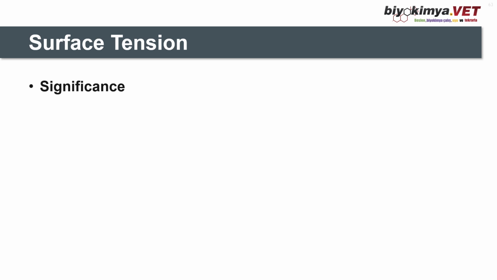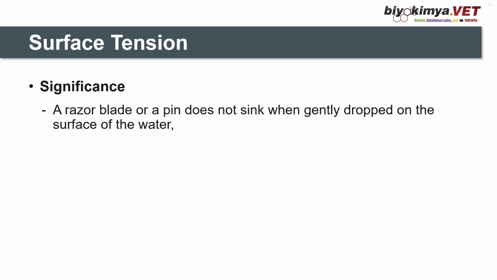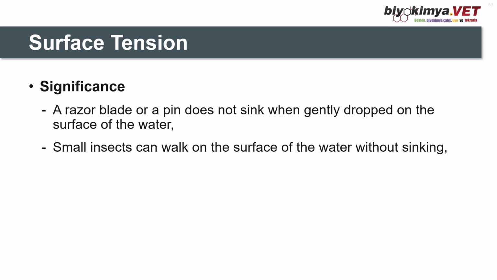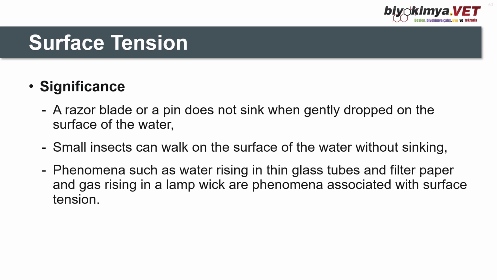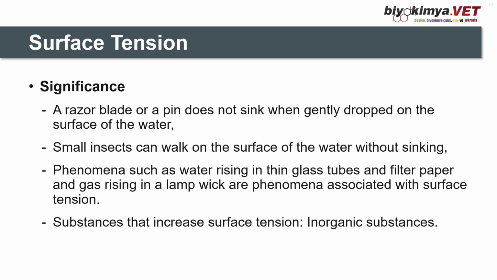What is the significance of surface tension? Let me explain the significance of surface tension by giving some examples. A razor blade or pin does not sink when gently dropped on the surface of the water. Small insects can walk on the surface of the water without sinking. These phenomena, and also the phenomena such as water rising in fine glass tubes and filter paper and gas rising in a lampwick, are phenomena associated with surface tension.